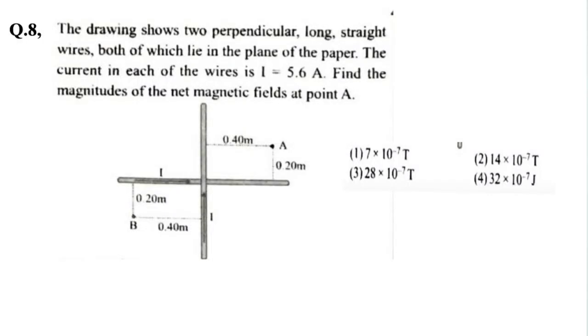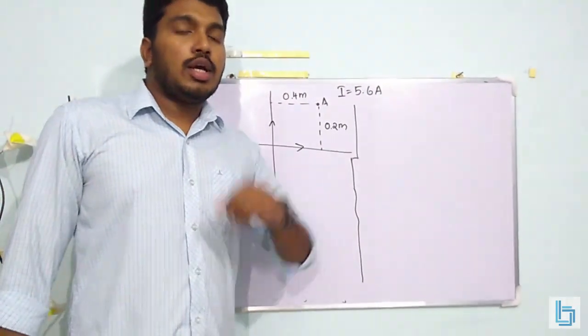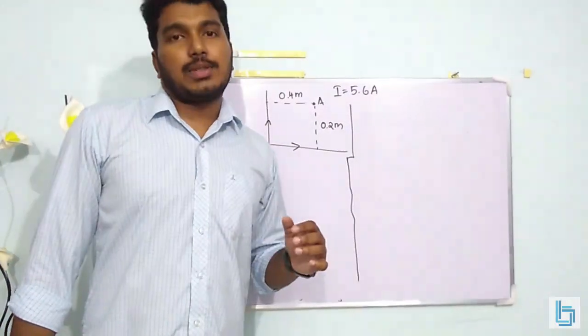The drawing shows two perpendicular, long straight wires, both of which lie in the plane of the paper. The current in each of the wires is I equal to 5.6 ampere. Find the magnitudes of the net magnetic field at point A. This question is from the chapter Moving Charges and Magnetism.